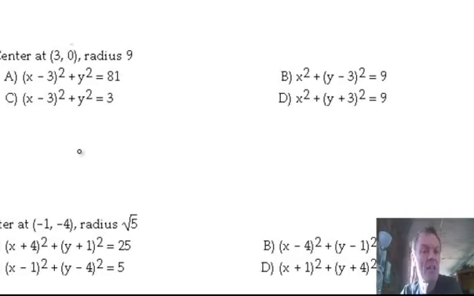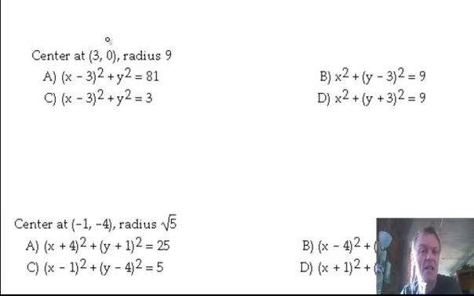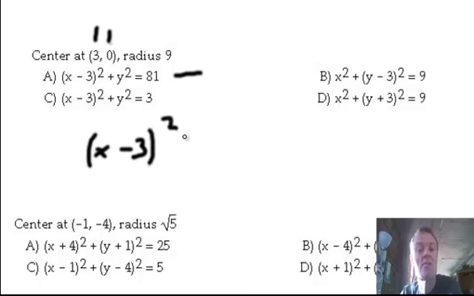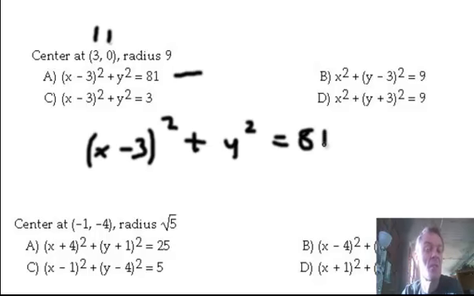Now, if we have a center at (3, 0) with a radius of 9, then can you see we don't have anything for the k? There's y minus k, it's just y minus 0, so it's just y squared. But we do have an x coordinate of 3, so it looks like it's going to be (x minus 3) squared plus, now think about it, y minus 0 is just y, so y squared, equals, what's 9 squared? 81. Looks like B to me.